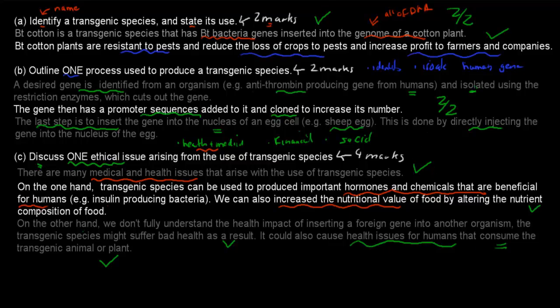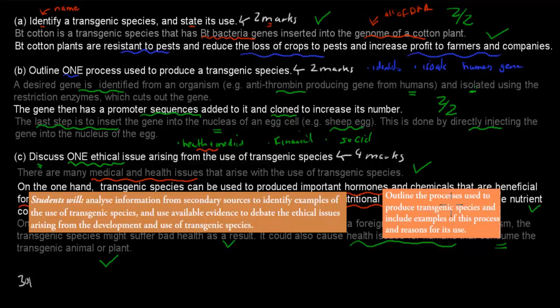So where did these come from? They came from these dot points. Outline the process used to produce transgenic species, and include examples of this process and reasons for its use. That was A and B. So B was outline the process, first part, and A was identify transgenic species and state its use, and reason for its use. The other one, so C, came from this dot point. Analyze information from secondary sources to identify examples of the use of transgenic species and use available evidence to debate the ethical issues arising from the development and the use of transgenic species.